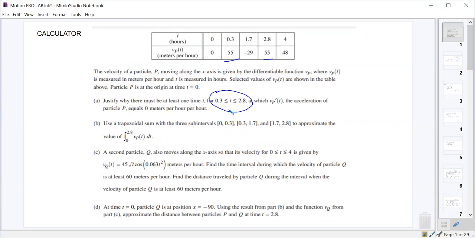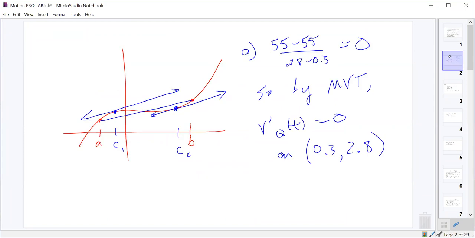Could you, did you have to use MVT for this one to get the point? No, you didn't specifically. There's other ways you could do it, which I'll talk about here in 1 second. So first off, if you used MVT, you'd get 1 point for showing that this was 0 and 1 point for an explanation using the MVT.